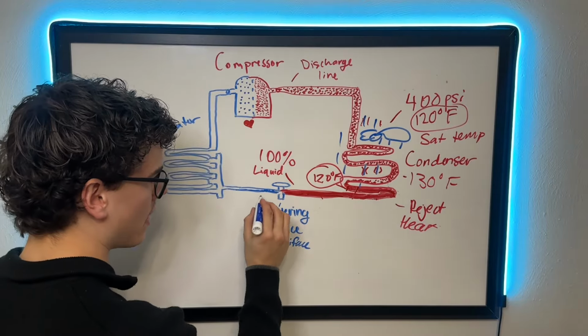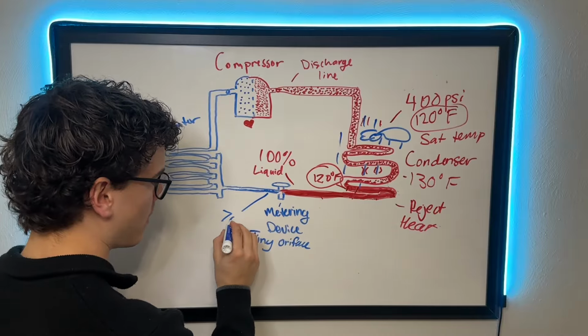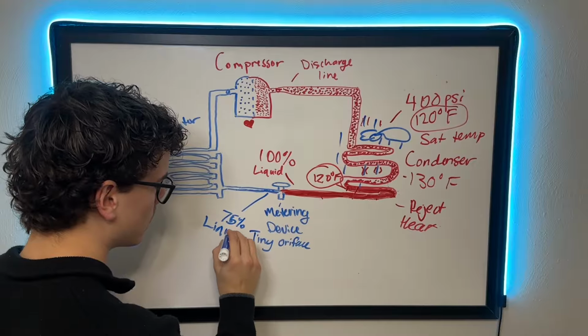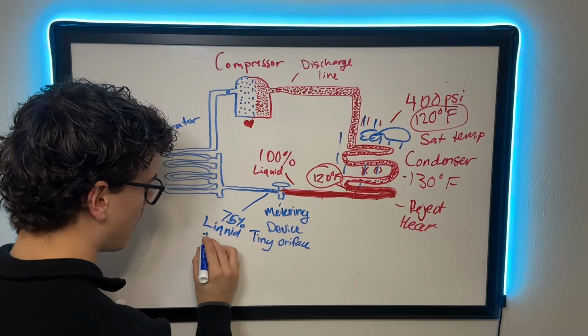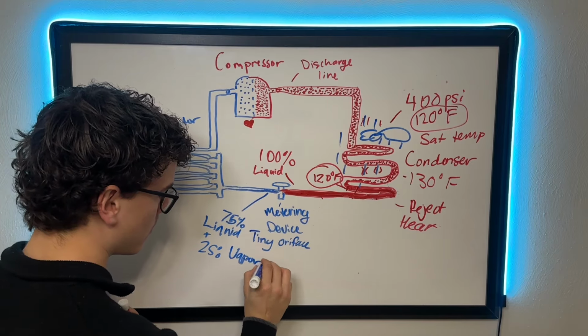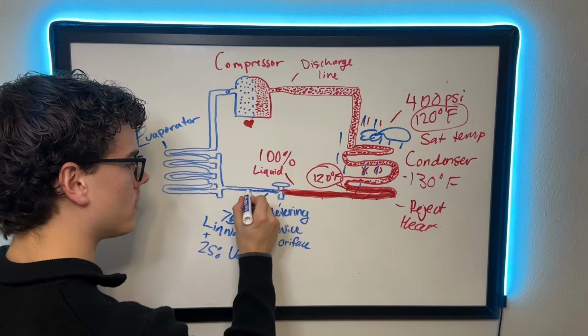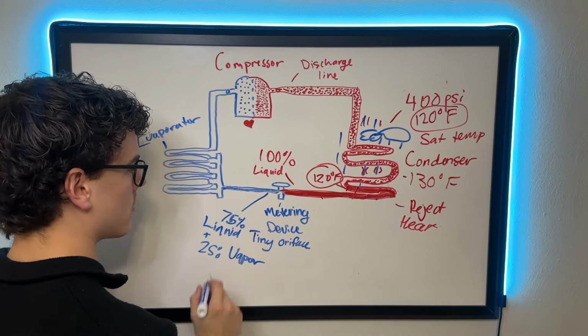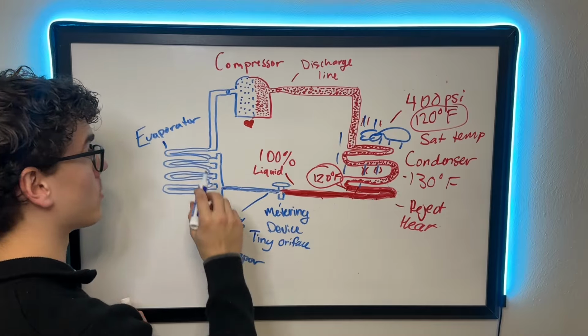And as it does that, it's 75% liquid and 25% vapor. So we have our little liquid vapor mixture, just like in the definition, coming out of this metering device. Now it's going to enter our evaporator coil.